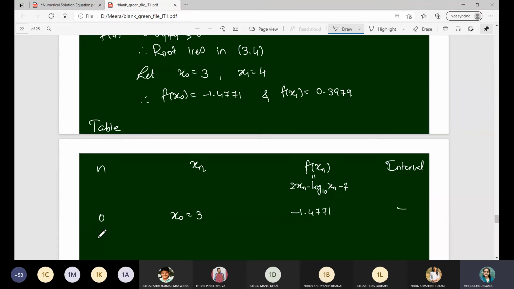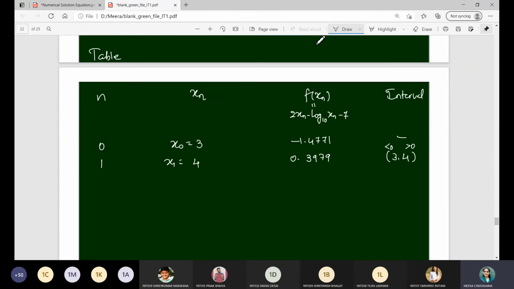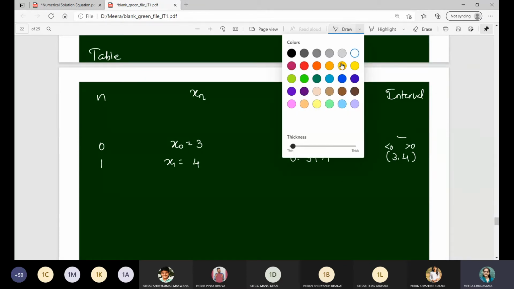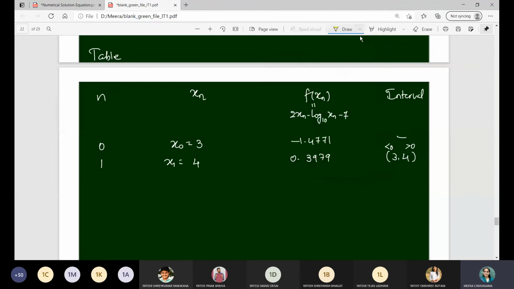यहाँ पर तो इंटरवल आएगा नहीं. 1, x1, that is 4. So here we have the interval 3 and 4. At 3 it is less than 0, sorry. At 4 it is greater than 0. Anyone has computed the next iterated value?